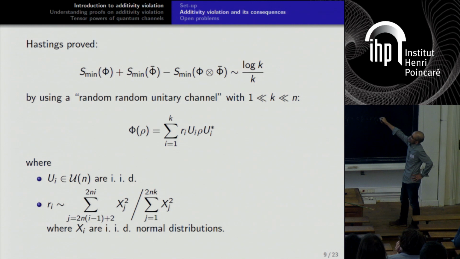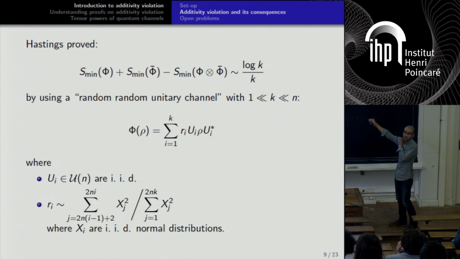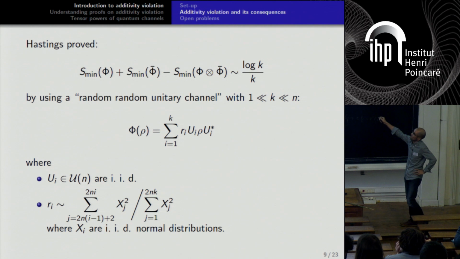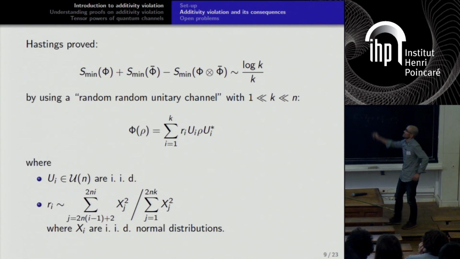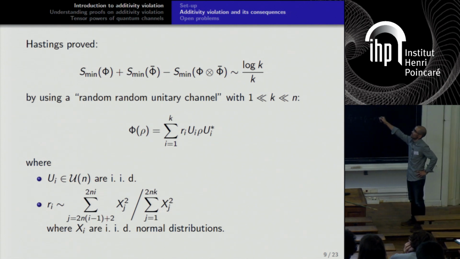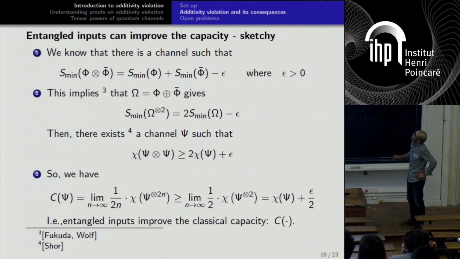So this is the model he thinks of. Actually, this is not written by an isometry, but it can also be written using an isometry. This is the model which Hastings used for the proof of additivity violation. U is taken Haar unitary IID, and R_j is a somewhat technical distribution for some reason. But anyway, this R is random, and U is Haar random and IID. This is what he proved.